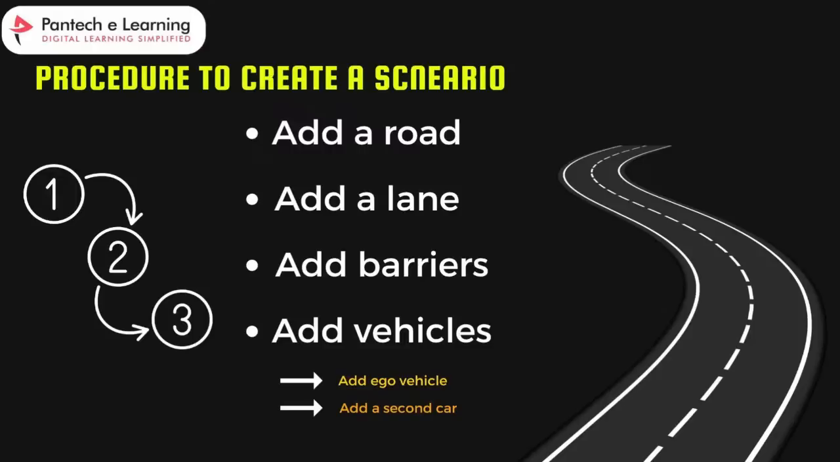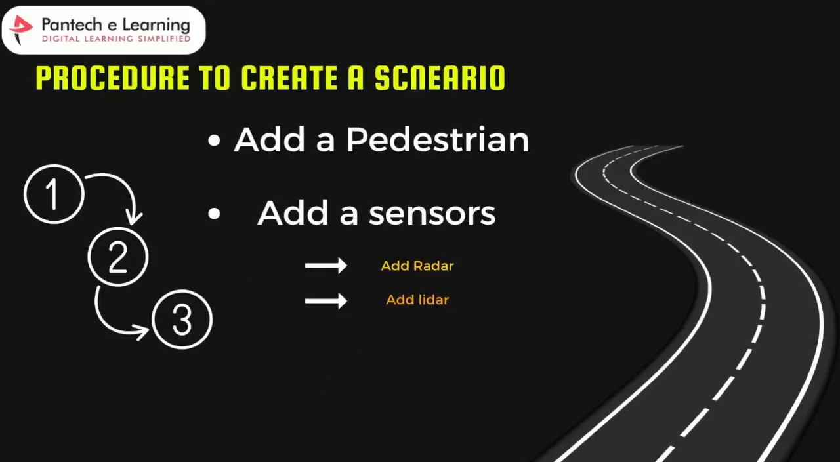Next one, add a second car. This allows you to add additional vehicles to the scenario which can interact with the ego vehicle or other objects in the environment. So it helps us to create realistic traffic scenarios, realistic roadways, realistic driving scenarios. That is why we are adding the ego vehicle and cars.